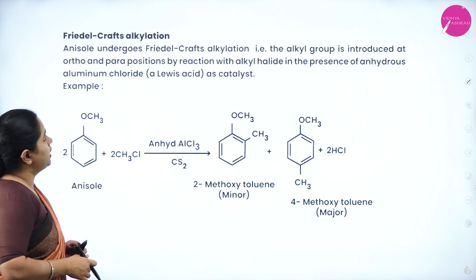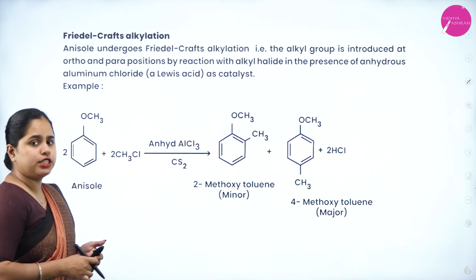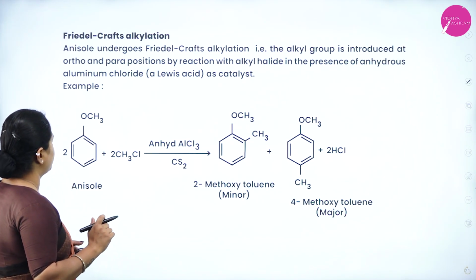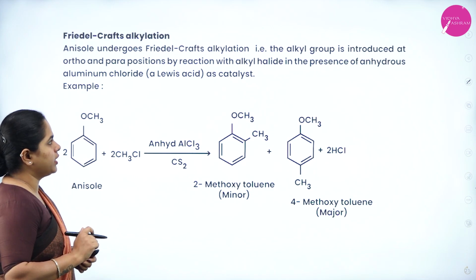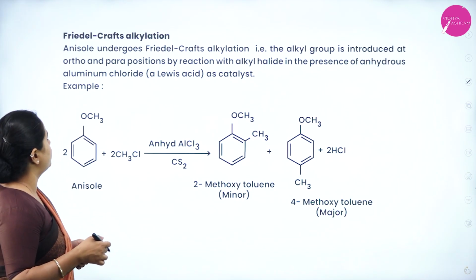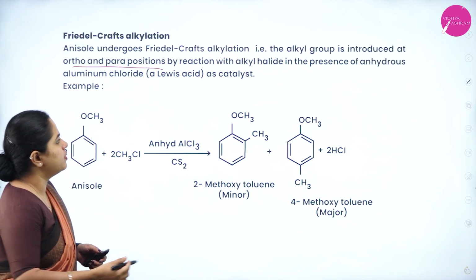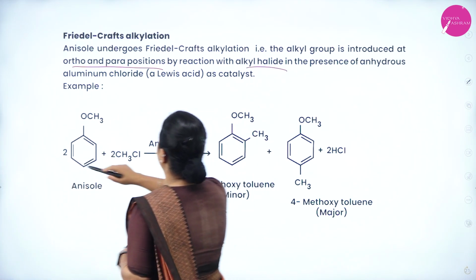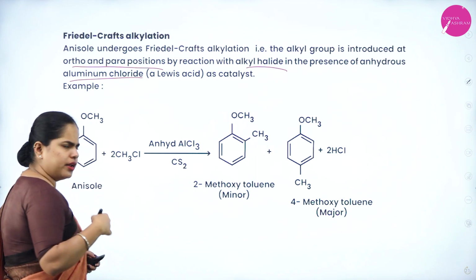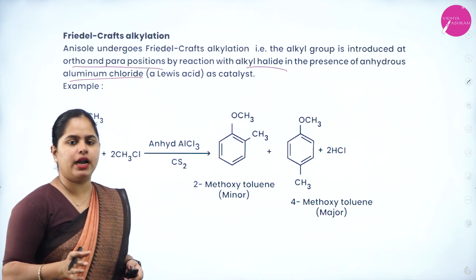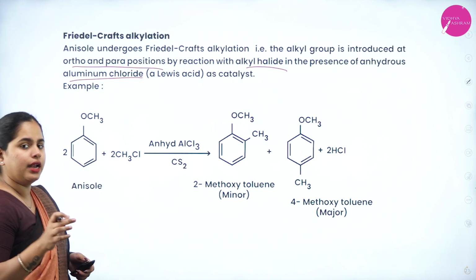Now the next one is Friedel-Crafts alkylation. Alkylation means we are going to add an alkyl group. Anisole undergoes Friedel-Crafts alkylation, that is, an alkyl group is introduced at the ortho and para positions, by reaction with an alkyl halide in the presence of anhydrous aluminum chloride. Already we have studied Friedel-Crafts alkylation and acylation. So what is going to be added here? We are going to substitute an alkyl group.